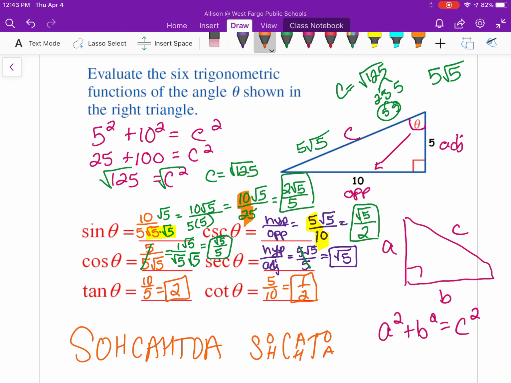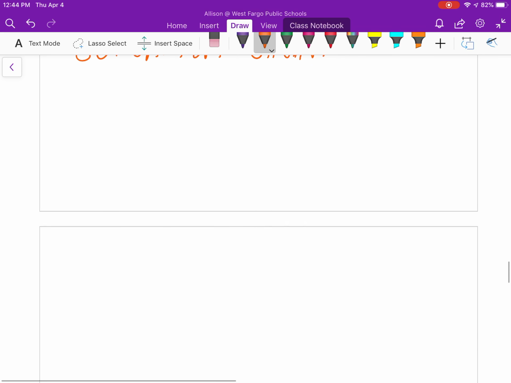Remember that with this video you can pause and go back and stop it in different areas. So if I went too fast, try going back and pausing it so you can make sure to get everything written down.